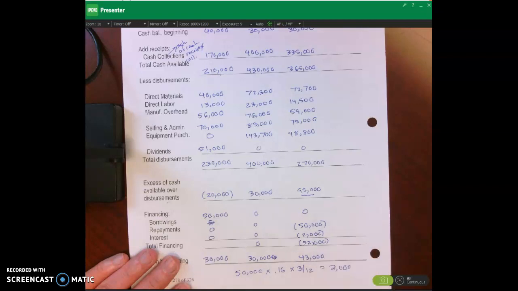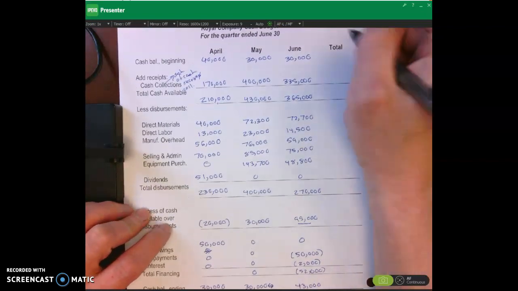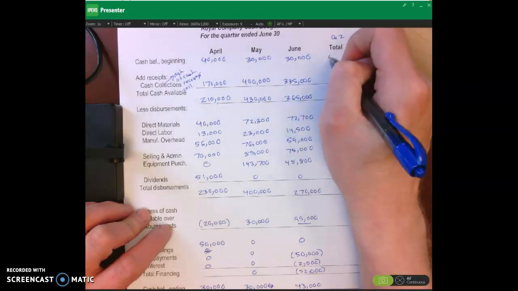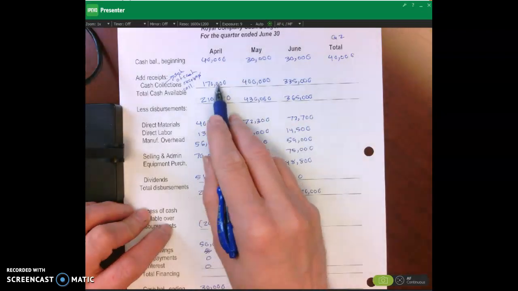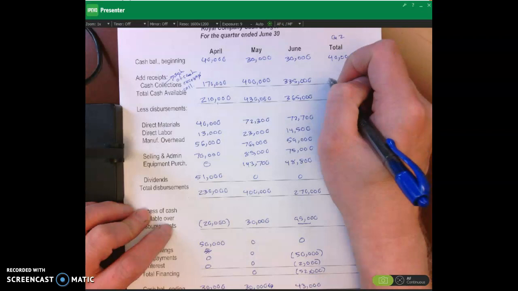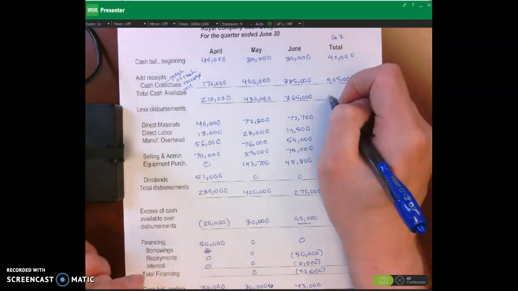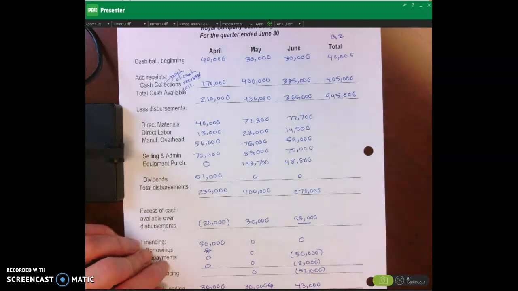$43,000 cash at the end of June, which is going to be our cash balance at the end of the quarter. Now we can look over here and look at our quarter 2, Q2 total. We have beginning 40,000 right over there. Then I can add across. That gives me my total cash collections, 905. Then I can add those two, the 905 and the 945. Gives me $945,000 worth of cash available.